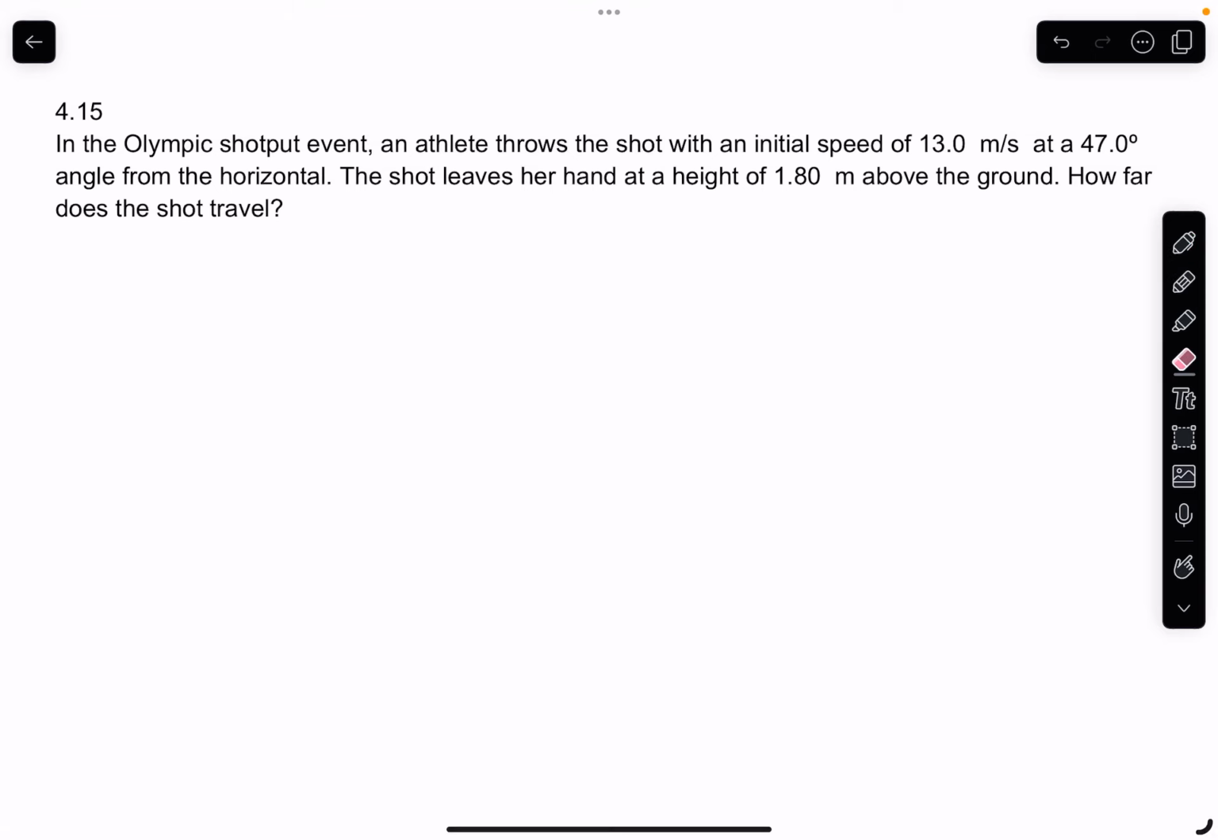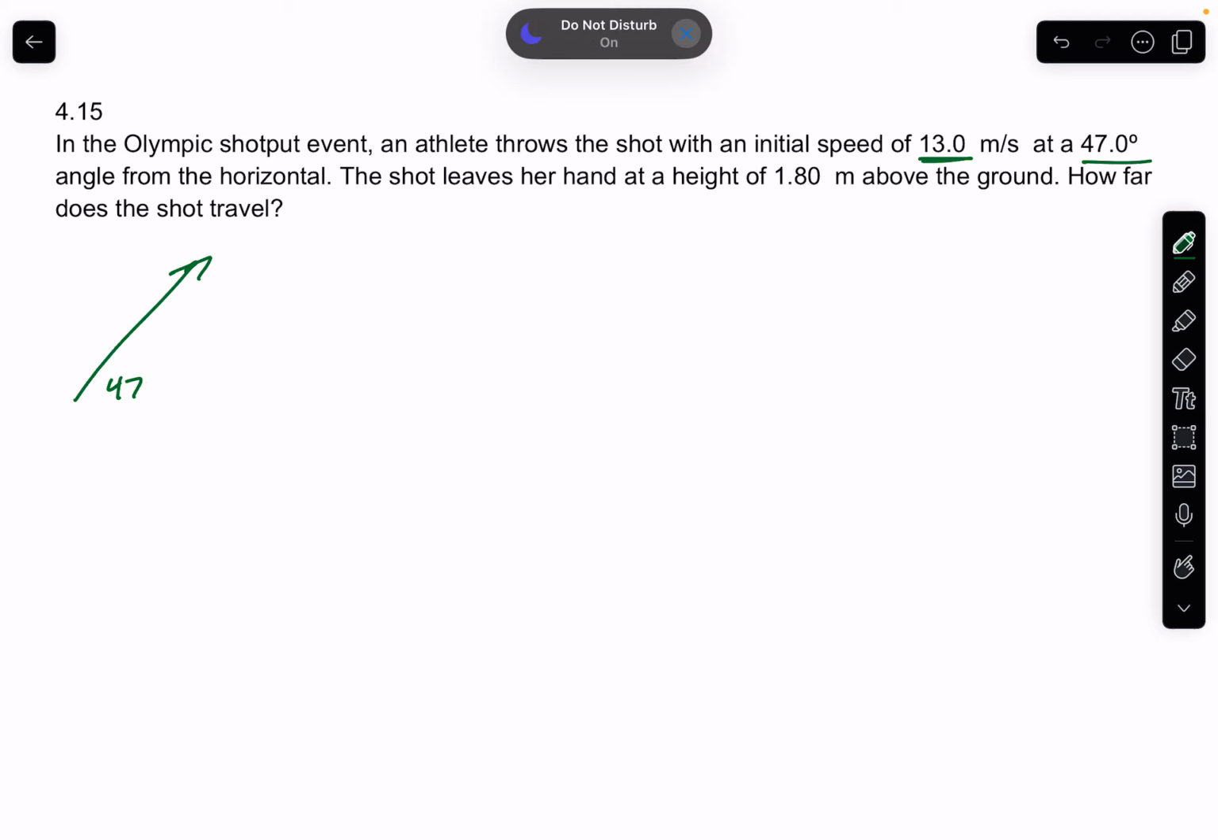Shot put event. Now, the person can throw it with a speed of 13 meters per second, 47 degrees. So what I'm going to do is draw an angle, and I'm going to put 47 degrees. I'm going to write 13 meters per second.